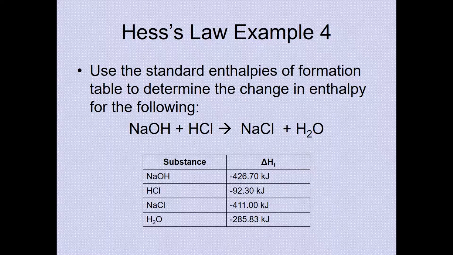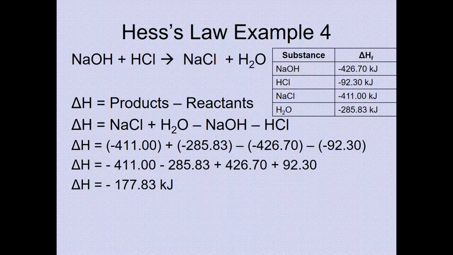Then let's look at another example. So using the standard enthalpies of formation table, determine the change in enthalpy for the following. We have sodium hydroxide plus hydrochloric acid producing sodium chloride and water. And then we're given our table of delta H's. So we do our setup where we take our products and subtract the reactants, making sure to distribute that negative sign. We take our numbers straight from the table. We didn't have any coefficients in this one, so that worked out great. And once we enter it all into our calculator, we get negative 177.83.